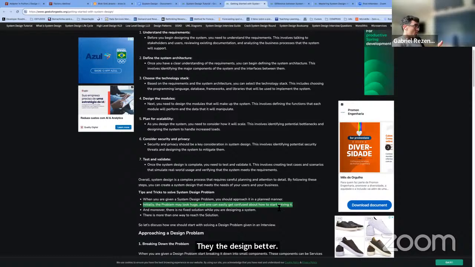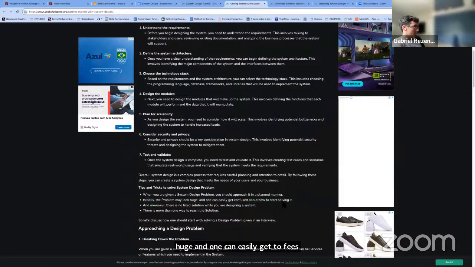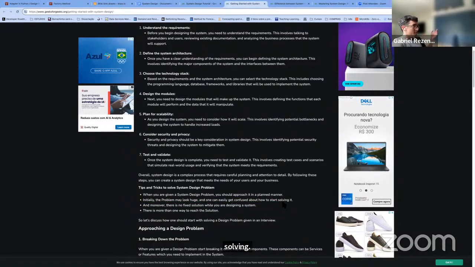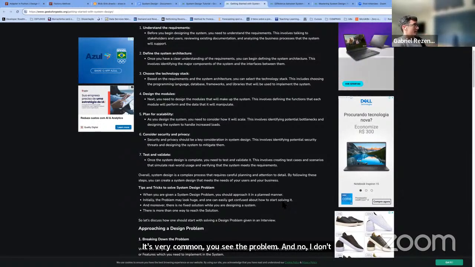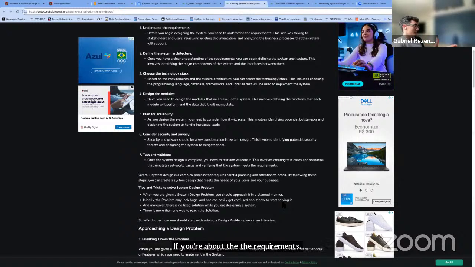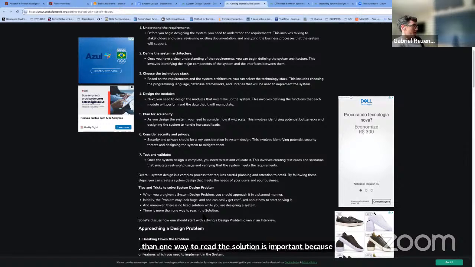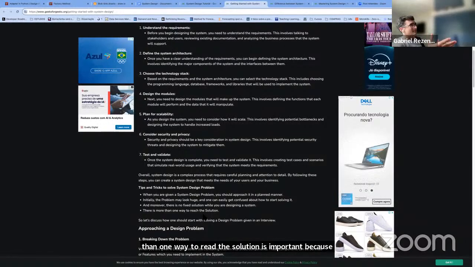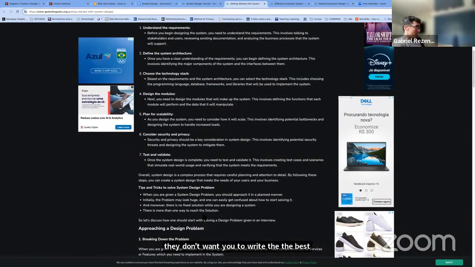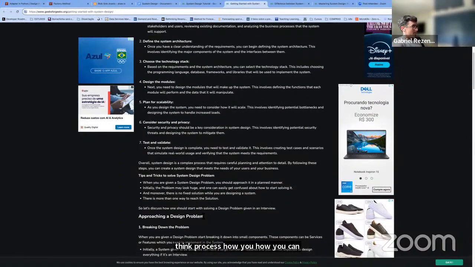Initially, the problem may look huge, and you can easily get confused about how to start solving it. Yeah, it's very common. You see the problem and think, oh, I don't know what to do. But this is the step where you can ask the interviewer about the requirements, and then it will be clear. Moreover, there is no fixed solution when designing a system. There is more than one way to reach a solution. It's important because they don't want you to write the best, unique solution. They want to see your thinking process, how you can evaluate the design and solve the problem.